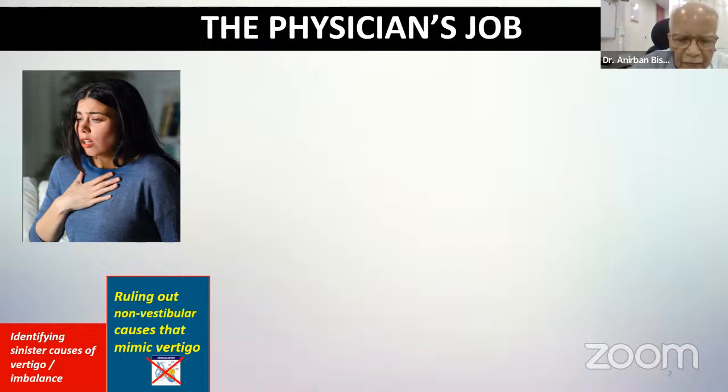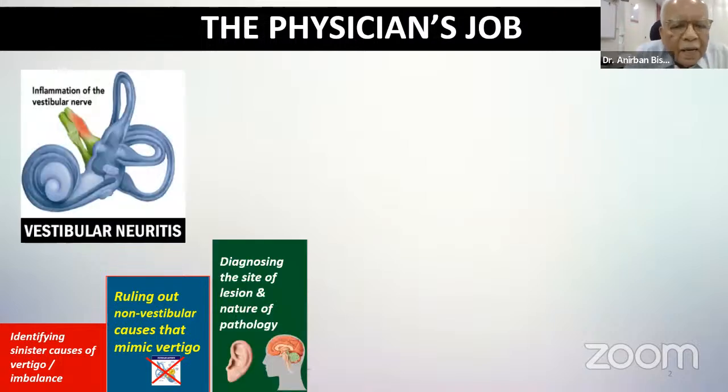Okay, so after you have ruled out the sinister causes of vertigo, the next step is to rule out non-vestibular causes that mimic vertigo. It may not be any vestibular disorder. Remember that. Then diagnosing the site of the lesion and the nature of the pathology.